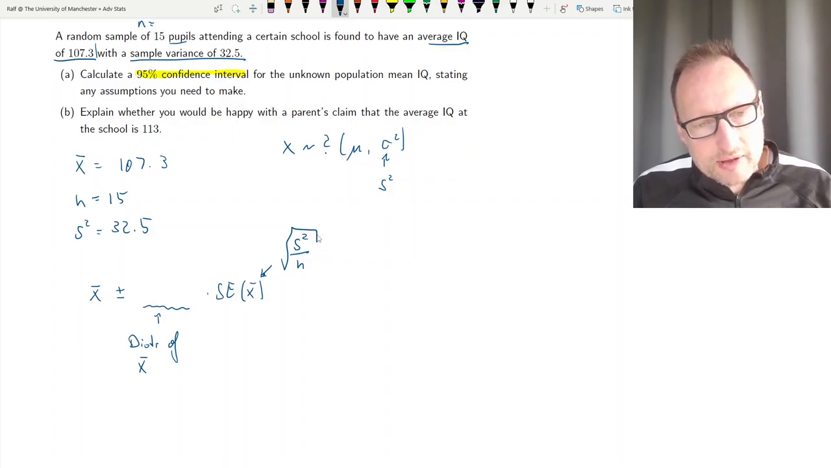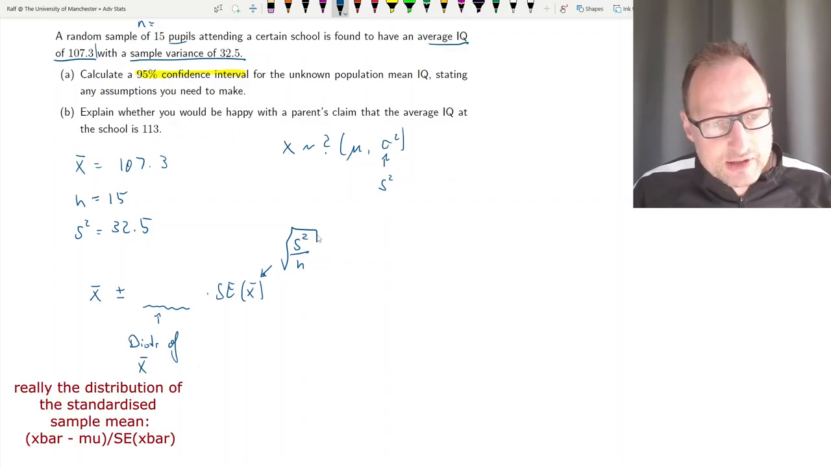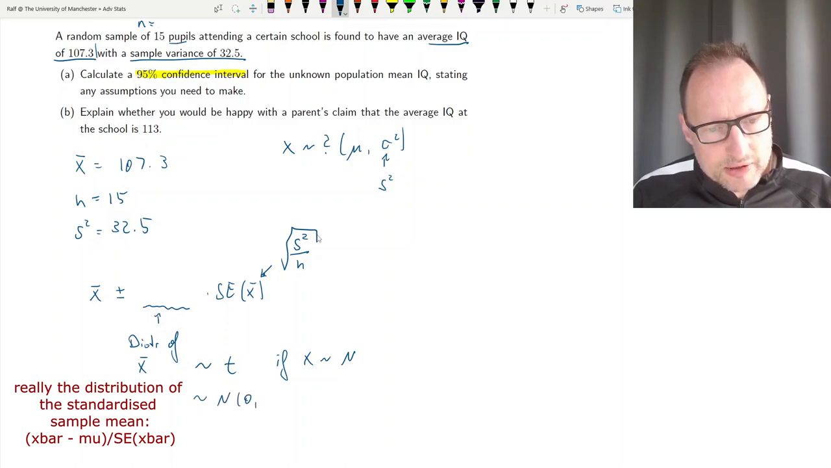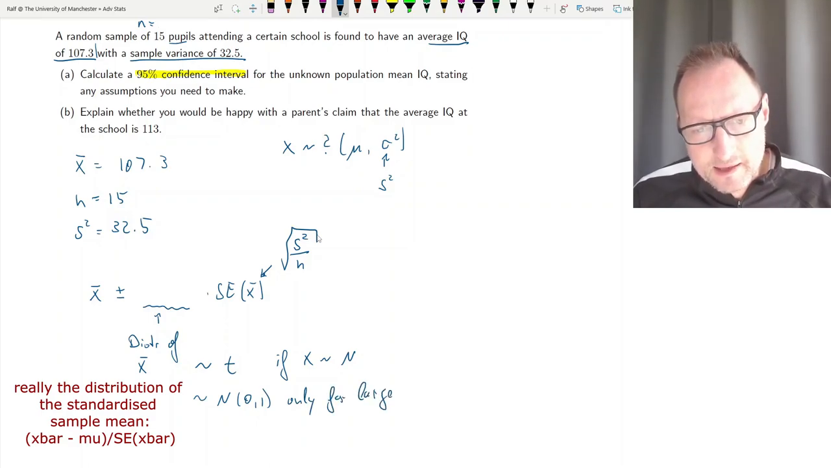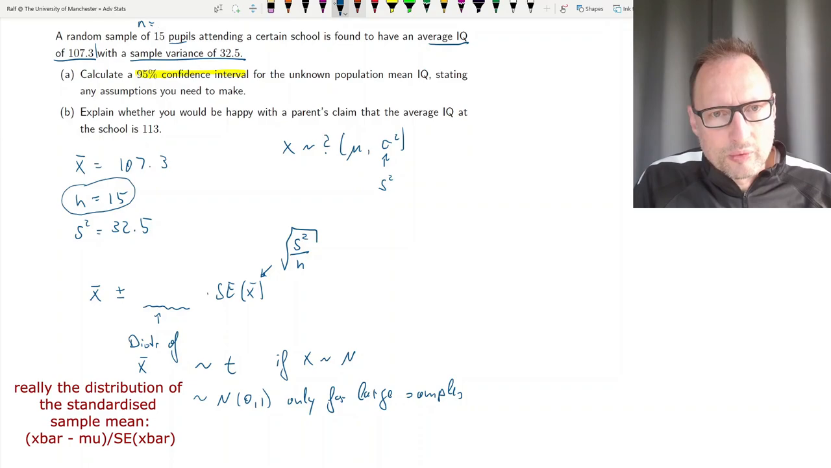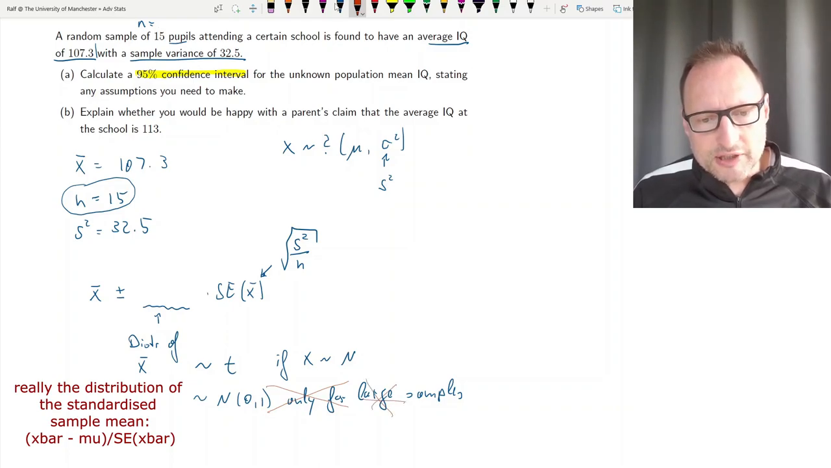If we are estimating the population variance with S squared, then we know that the distribution of X bar is one of two things. It's either t distributed if X is normally distributed, or it is standard normally distributed, but only for large samples. And that's when the central limit theorem kicks in. Now, what's our sample size? Our sample size is 15. So we will have to rule out this possibility because we certainly don't have a large sample.